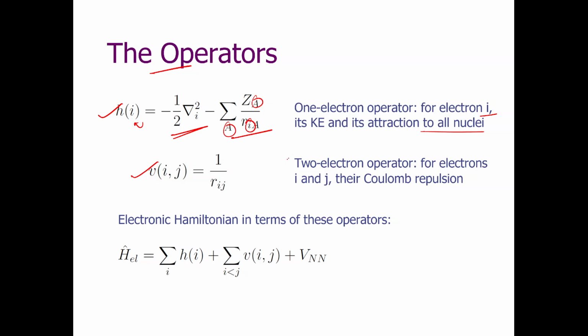And this is a two electron operator, and this represents the Coulomb repulsion between the ith and jth electrons. So this is the repulsion term that we have, and this is the full electronic operator: the summation of the one electron operators and the summation of the two electron operators. Be careful that this is i less than j, which means that we are not double counting the interaction between two electrons. And this is VNN, which is basically the nuclear repulsion energy.